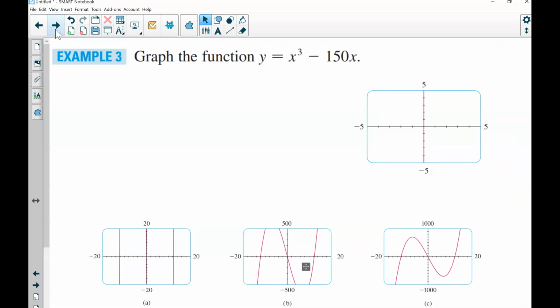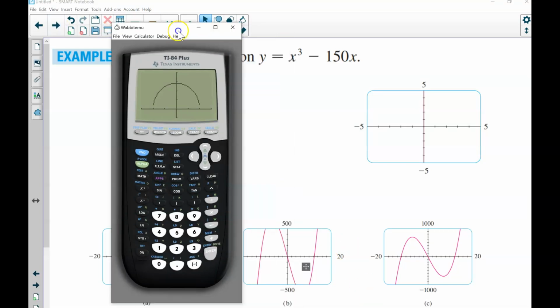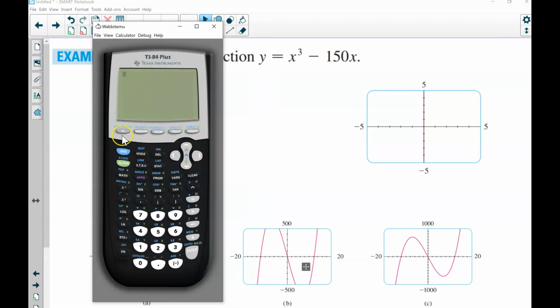Okay, now here we have the graph of the function y equals x cubed minus 150x. So here the domain is going to be all real numbers. But that doesn't help us choose a viewing rectangle. So let's experiment with the viewing rectangle. So I'm going to put this in the calculator. So we're going to put our graph in here, and we have x cubed minus 150x.